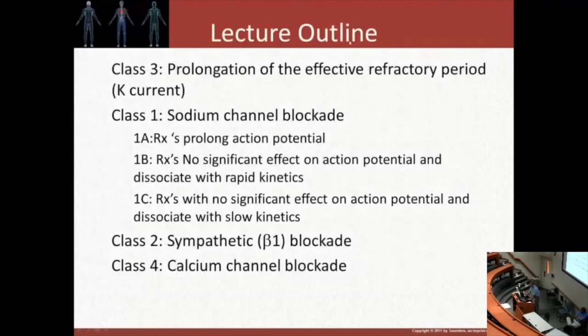Okay. So here's the outline. We'll start with class 3 agents, and these are the potassium channel blockers. Then we'll go to class 1, 2, and 4. All right, and there was a reason for this. Essentially, Dr. Shannon thought that, in terms of ease of explanation, we'd present them this way. We're in no position to put the Vaughan-Williams classification in its correct order, so we're going to do it based on a logical sequence.